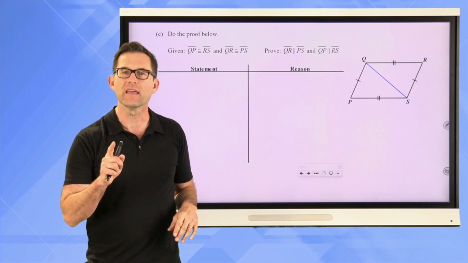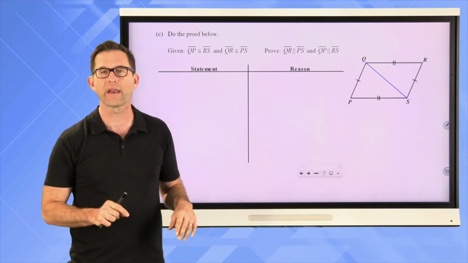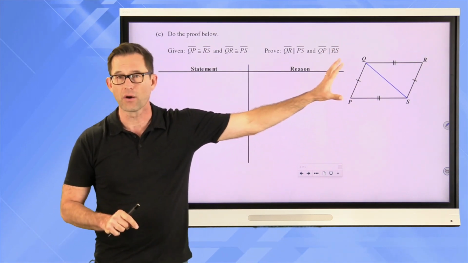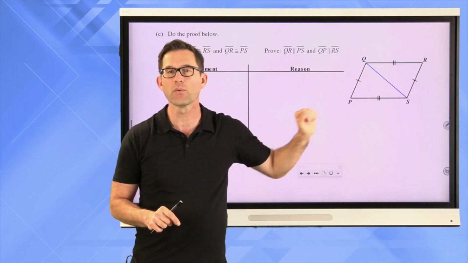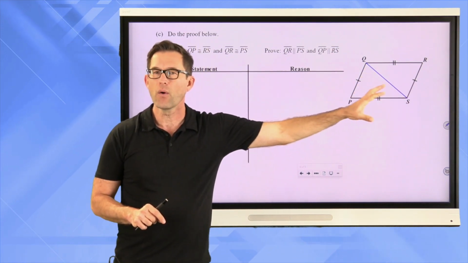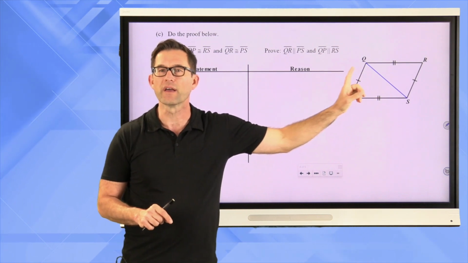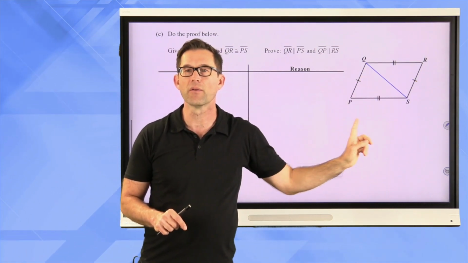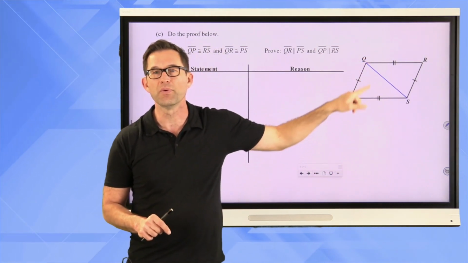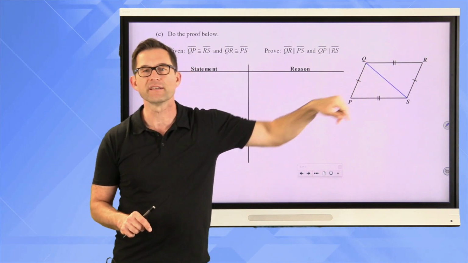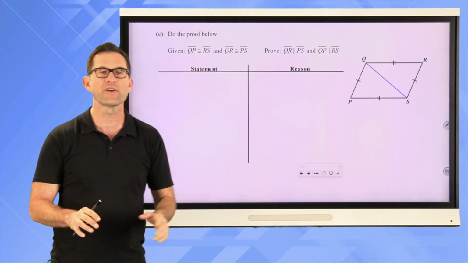And I'd like to see if you can come up with a strategy for how to go from here, right? And I've marked up all the givens that we know already. Somehow we can go from here to proving that QR is parallel to PS and that QP is parallel to RS. Pause the video now and see if you can just figure out the strategy.